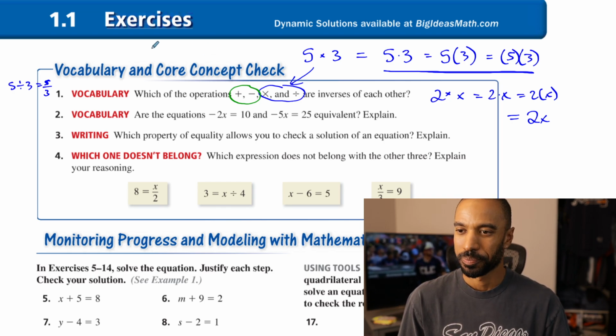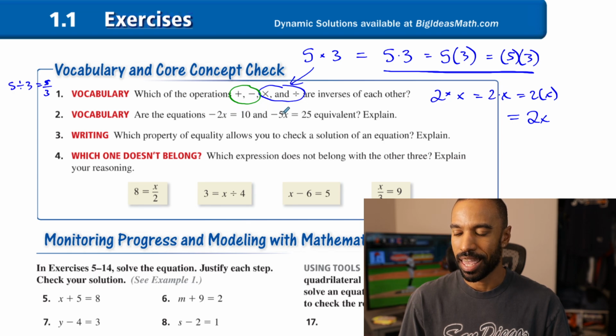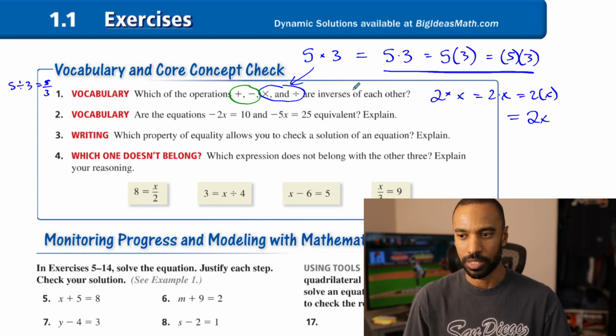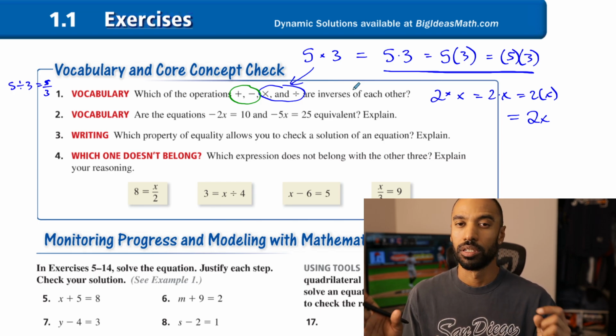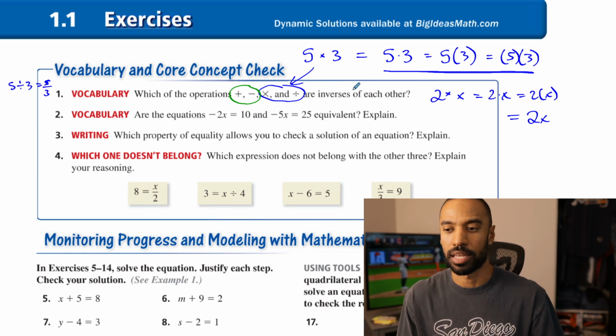Anyway, there's number 1. Number 2, are the equations negative 2x equals 10 and negative 5x equals 25 equivalent? Explain. Are they identical? No. Do they have the same value for x to make them true? Let's find out. That's the idea.